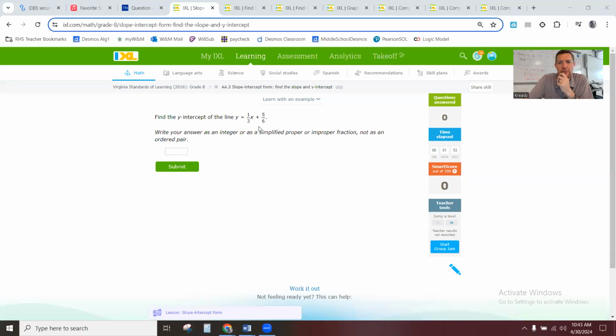First thing you have to know is y equals mx plus b. Some of us did not know that. The slope here is 1/3. The b, or the y-intercept, is 5/6. So we have to know that. This right here cannot be something that we get wrong.